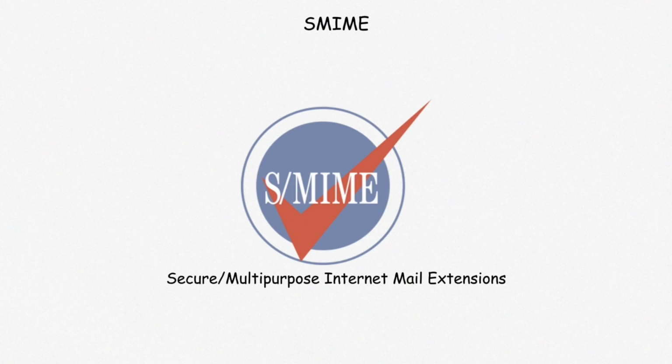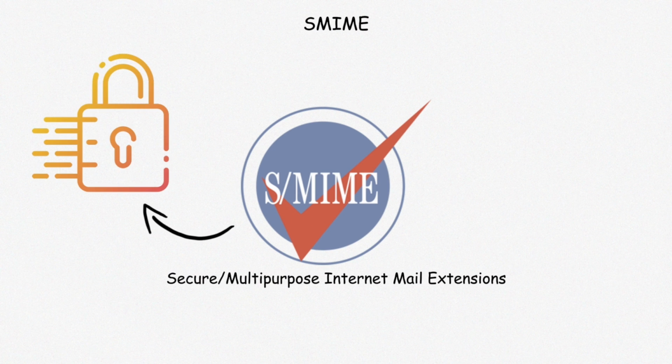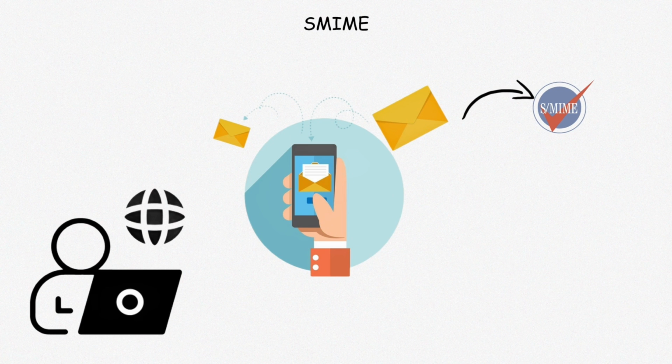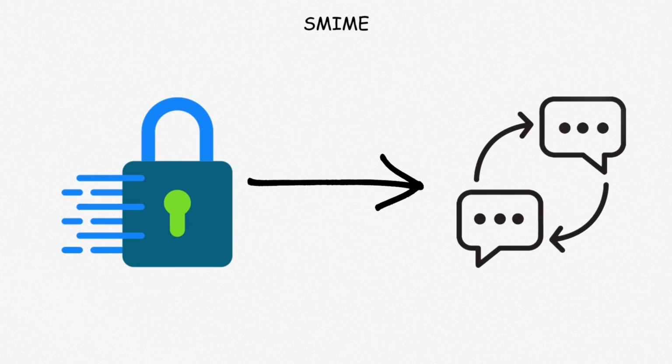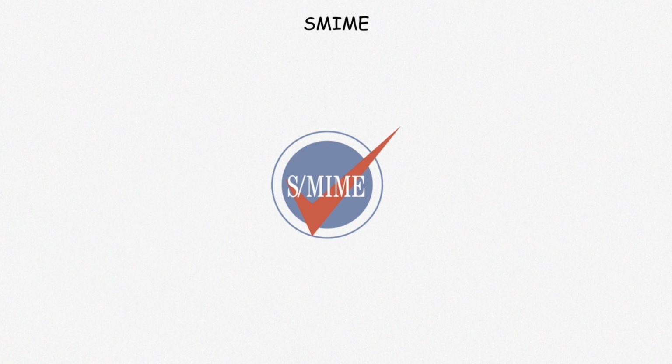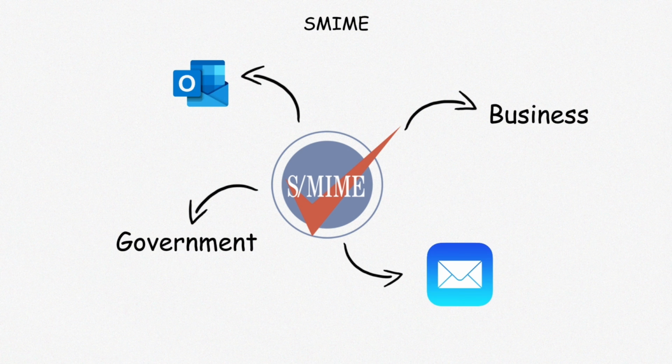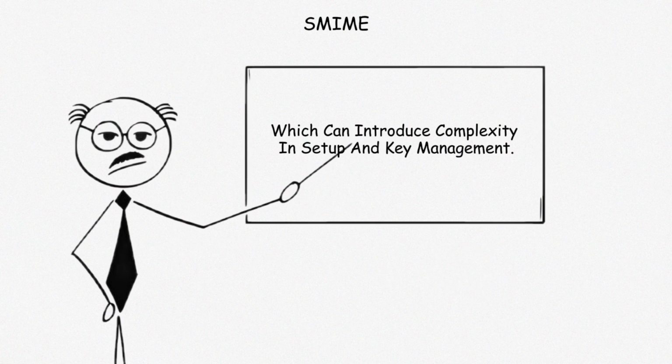SMIME stands for Secure Multipurpose Internet Mail Extensions. It's used to encrypt and digitally sign email messages. When someone sends you an email with SMIME, it uses their certificate to prove that the message really came from them and that it wasn't changed in transit. You can also encrypt your reply so only they can read it. SMIME is widely used in business and government because it integrates easily into tools like Microsoft Outlook or Apple Mail. But it relies on certificate authorities (CAs), which can introduce complexity in setup and key management.